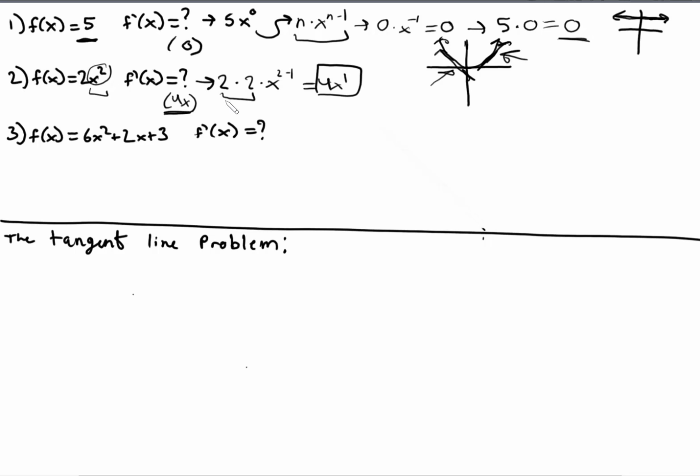Now moving on to the last one, we'll just go through this algebraically because you should have gotten a sense of how this works graphically as well. Okay, so you'll notice that this has 3 terms, which means we're going to have to take the derivative of each term separately. So why does this work?